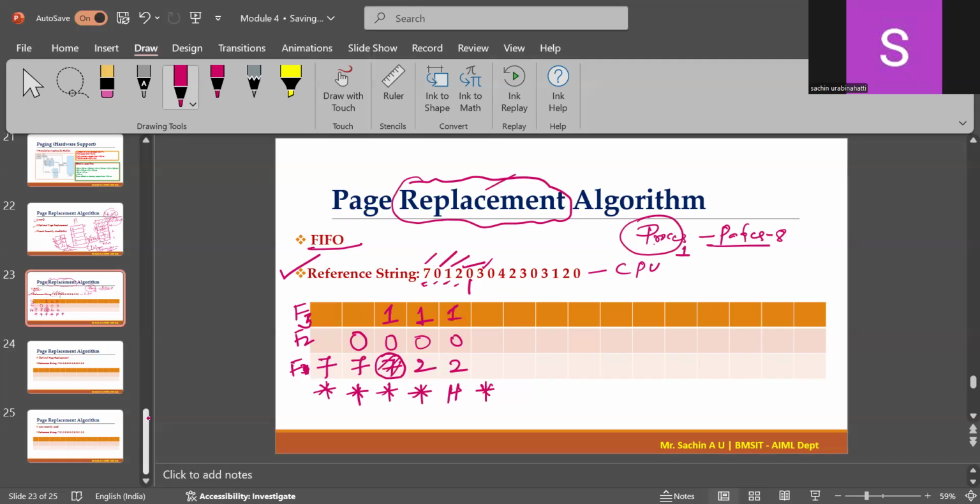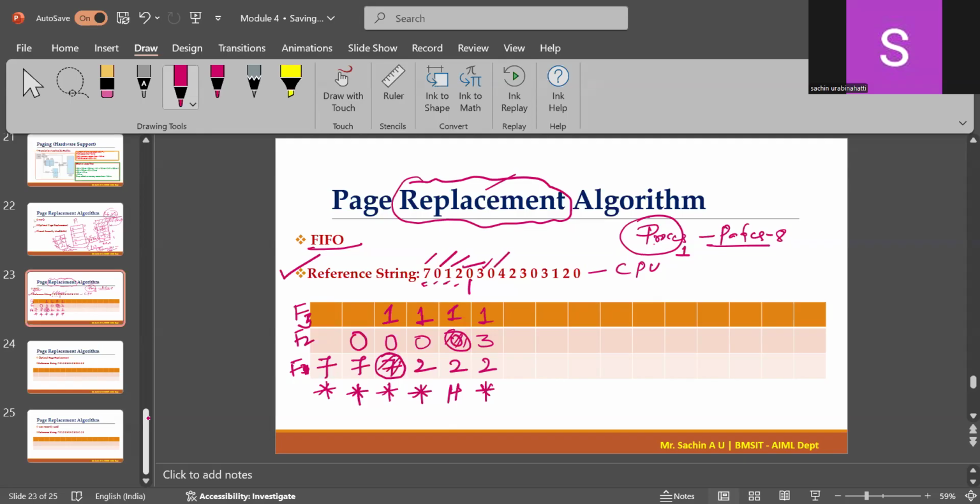Next page which was there is what? 0. So I should replace now 0. Instead of 0, here comes the new value, that is 3. And 1 and 2 remain as they are. Correct? So 3 is replaced now, which is the next value requested by the CPU.